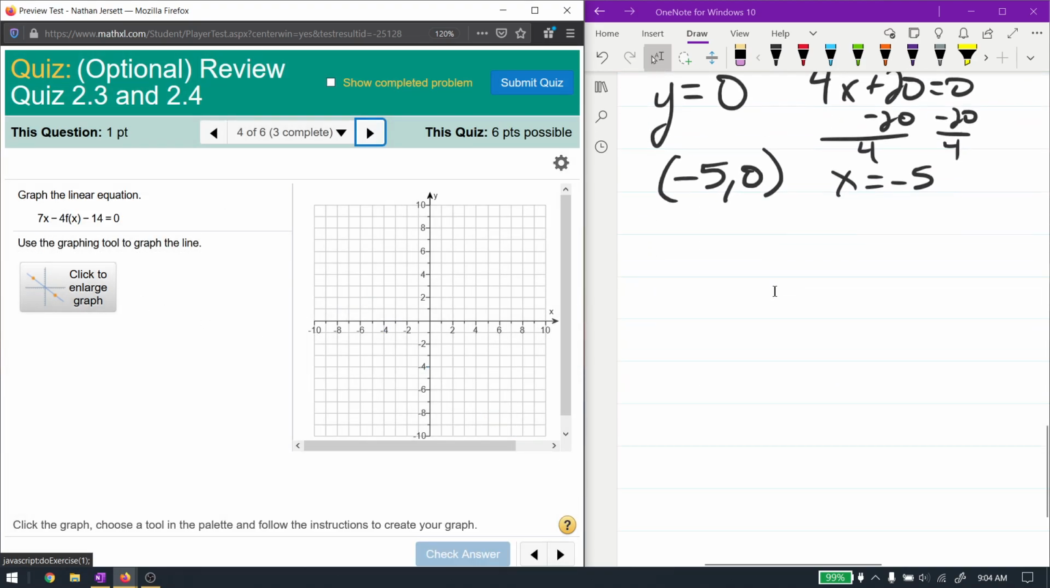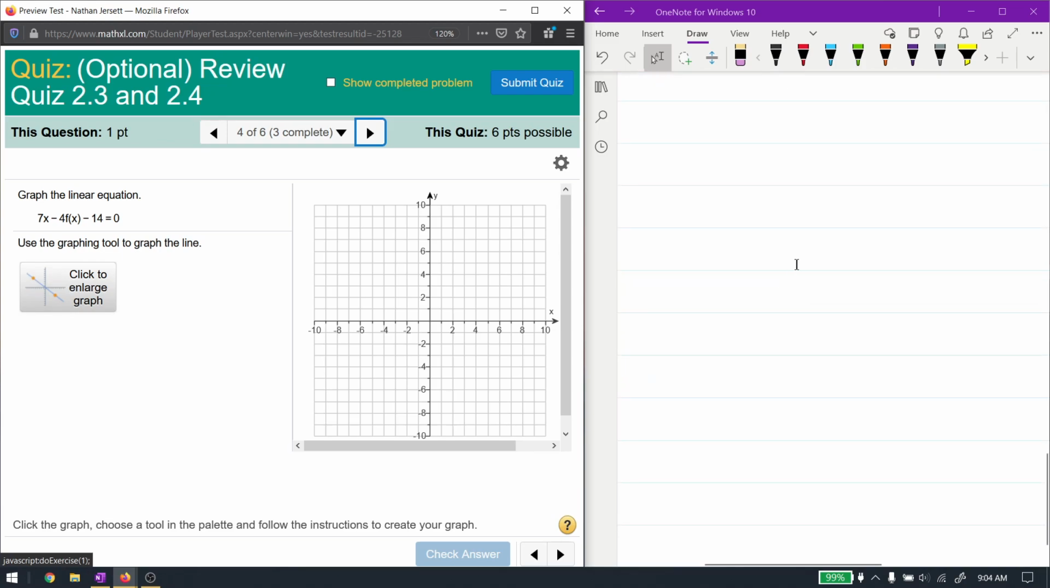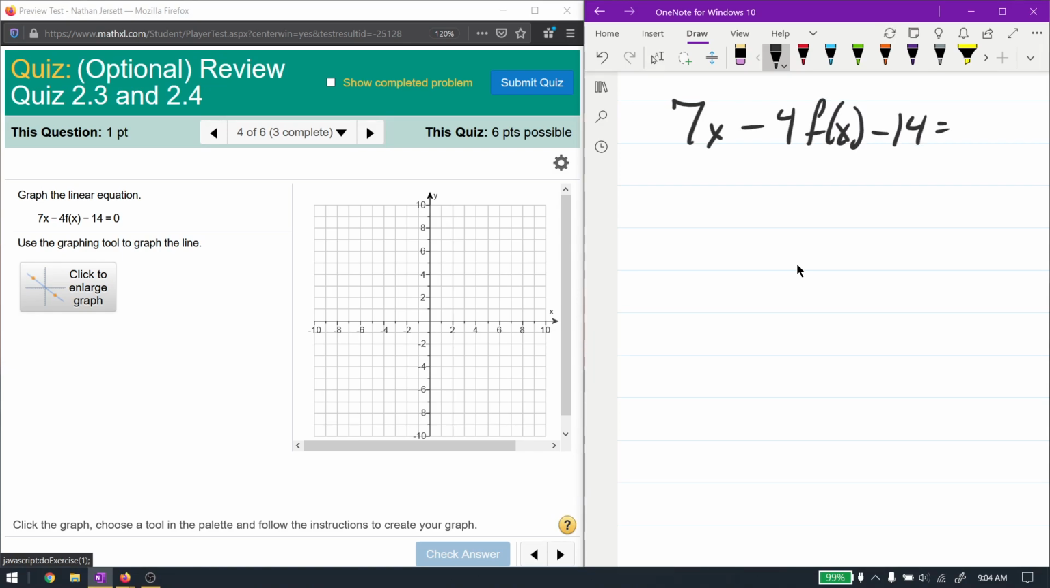Okay, here we're just going to graph this equation, and I'm going to do this by solving for f of x. We can think of the f of x as the same thing as y. It's just using function notation instead of the two variables. So you can do the same thing that we just did. Really, you can just think of f of x as y and then find the two intercepts. I'm going to solve this for f of x and get slope-intercept form.